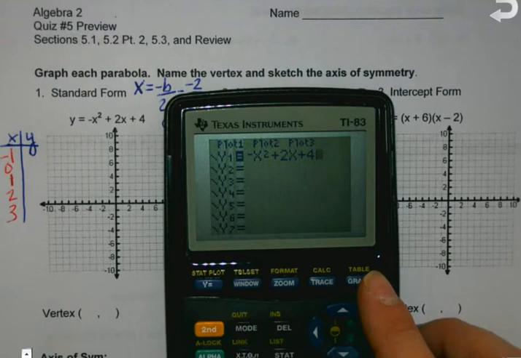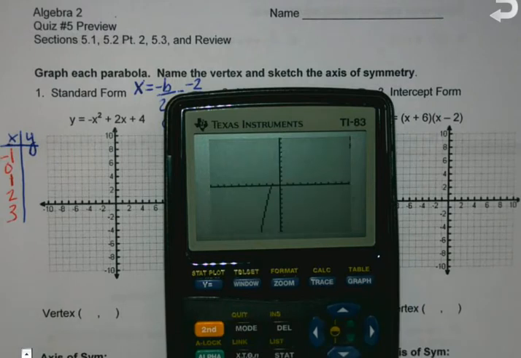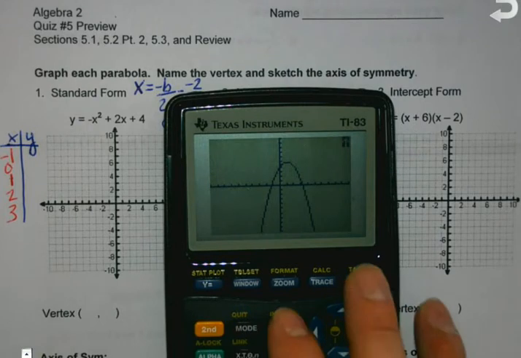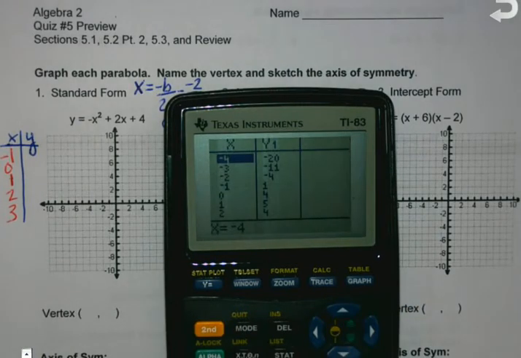So once I have this and I go ahead and graph it, I know it's supposed to open down because it's negative, so that's a good thing to see. If I do second graph, when I get my x equals 1 to the middle of my screen, it should be symmetrical if I've done this right, and it is. So I got 4s right around it, and then 1s, and then negative 4s. If it's not symmetrical, you have done something wrong with your vertex.